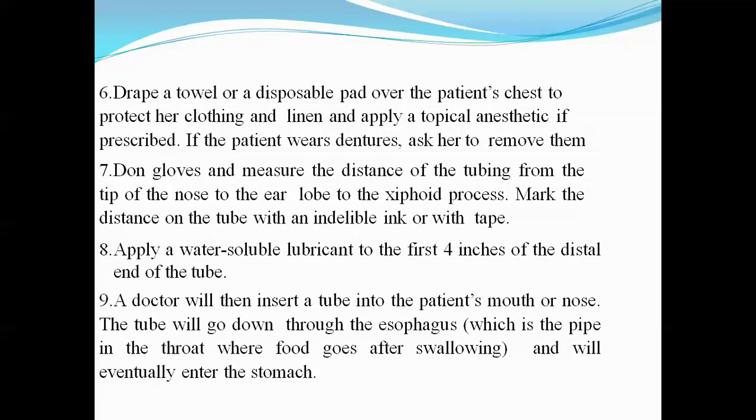Wrap a towel or disposable pad over the patient's chest to protect her clothes, and then apply a topical anesthetic if prescribed. Don gloves and measure the distance of the tubing from the tip of the nose to the ear lobe to the xiphoid process. Mark the distance on the tube with ink or tape. Apply a water-soluble lubricant to the first 4 inches. The doctor will insert the tube into the patient's mouth or nose. The tube will go down through the esophagus and eventually enter the stomach.